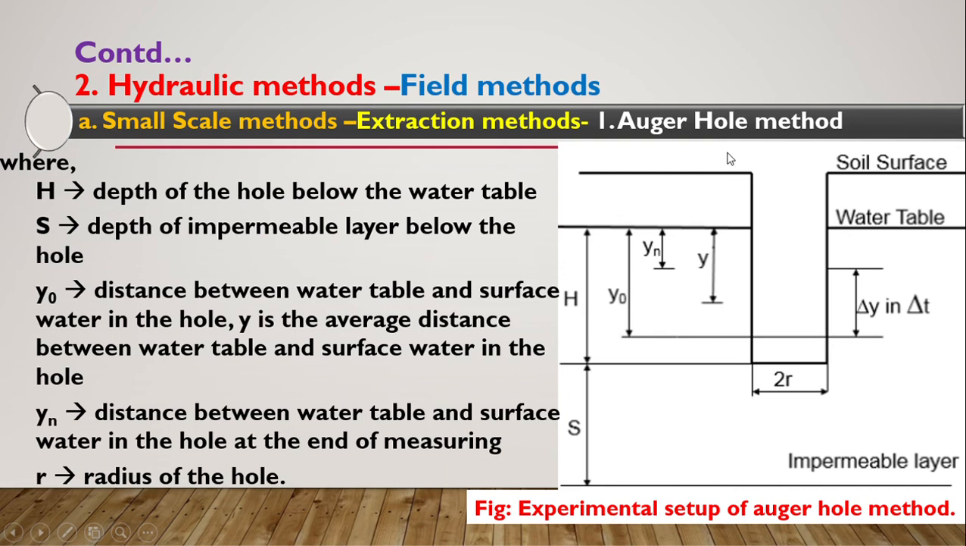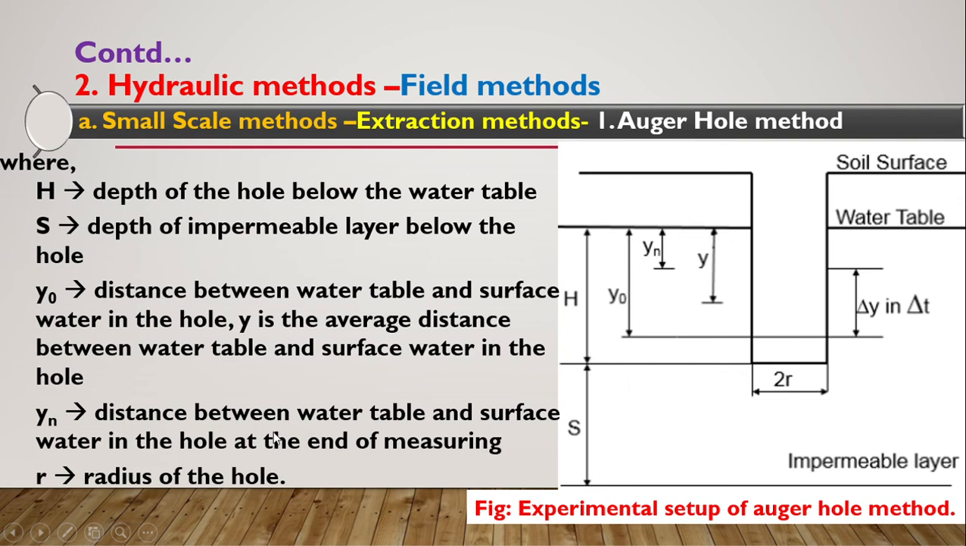So this is a figure. Here we will dig the hole below the water table. This is the water table. Just like a well, we will dig the hole below the water table. It has a diameter of 2r. What will happen? The water will rise in this hole. We will pump out some amount of water and then measure the rate of rise of water. So this is the method.